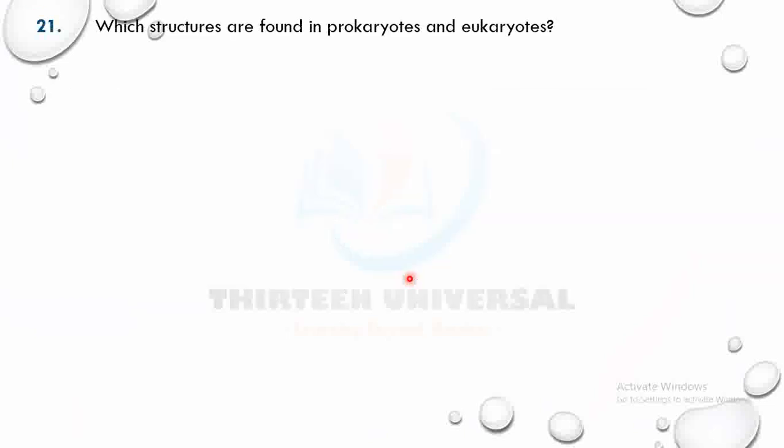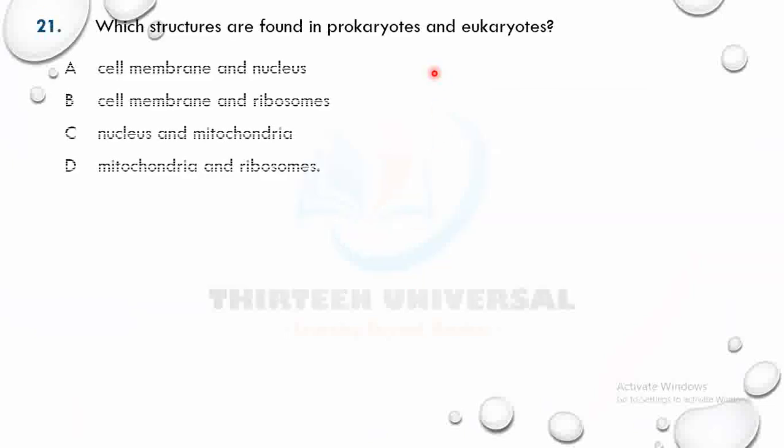Which structures are found in prokaryotes and eukaryotes? Structures found in all cells, whether prokaryotes or eukaryotes, are ribosomes, cell membrane, and cytoplasm. Nucleus is not found in all cells. I think it's B.